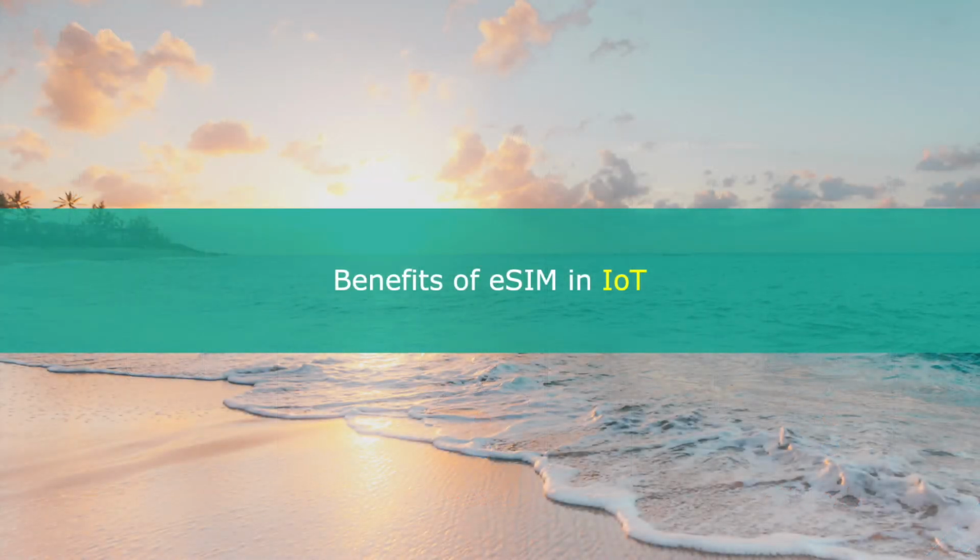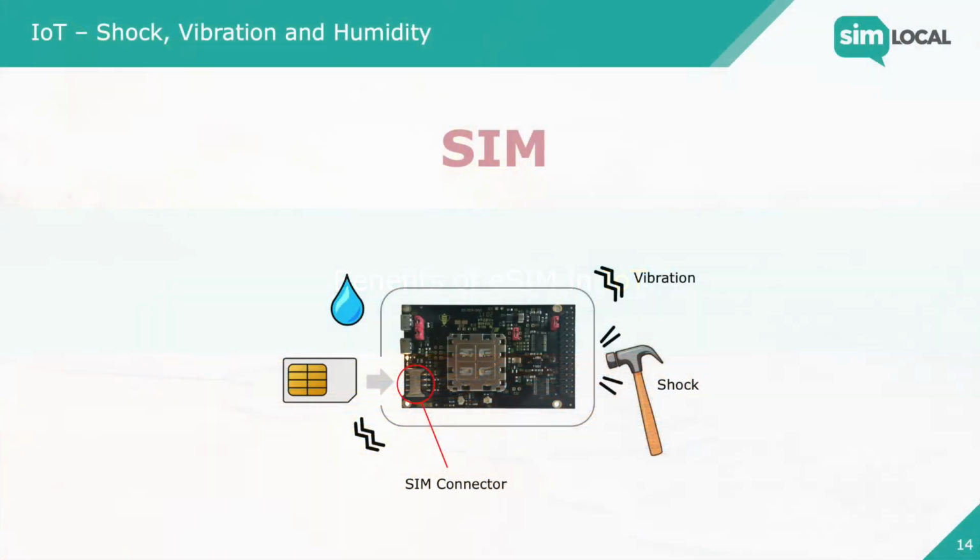Let's have a look now at some of the benefits in IoT. And this is where the development of the eSIM specification really started. If you look at the IoT environment, what you see here on the screen is a typical wireless module used in IoT devices, and circled you can see the eSIM connector. This connector has some spring-loaded contacts which make contact with the electrical plate of the SIM card when inserted. This allows the device to communicate with the SIM in order to get the device onto a mobile network.